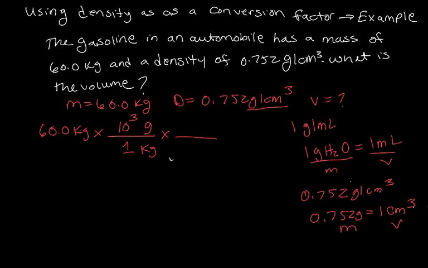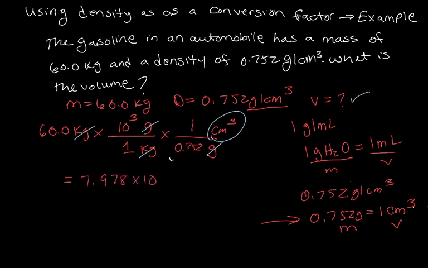And since grams is on the top, grams is going to go on the bottom, and cubic centimeters is going to go on the top. So we know that for every 1 cubic centimeter, there is 0.752 grams. And you see how the kilograms cancel, the grams cancel, and we're left with cubic centimeters, which is our volume here. So when we go ahead and we plug this in, we end up with 7.978 times 10 to the 4th cubic centimeters.